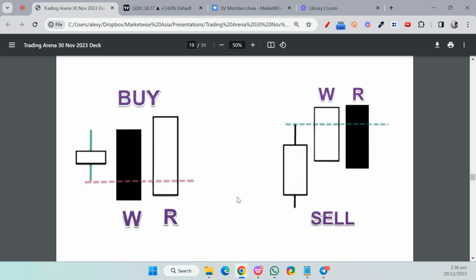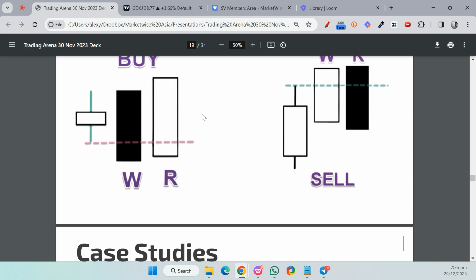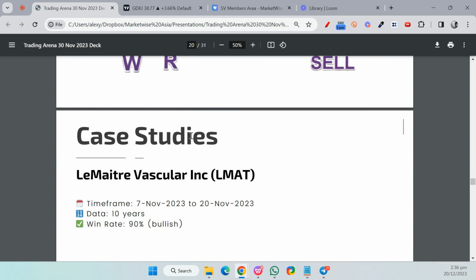In reverse, on the short selling side, it is the same. When price closes above the prior day high, price cannot go higher and reverses back down again, and this becomes a wash and rinse pattern. So I repeat for the short selling side: this is the candle where price closed above the prior day high. This becomes the wash line, but price cannot go higher and instead rinses back down and closes below the wash line. So this is the buy trigger, and this is the sell trigger. During the presentation I gave a few case studies.